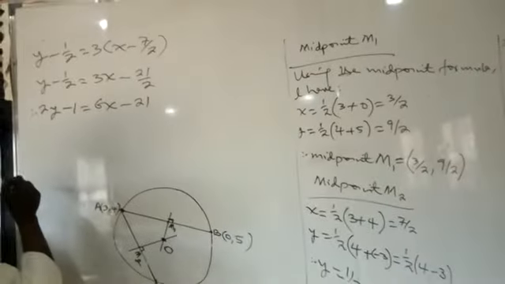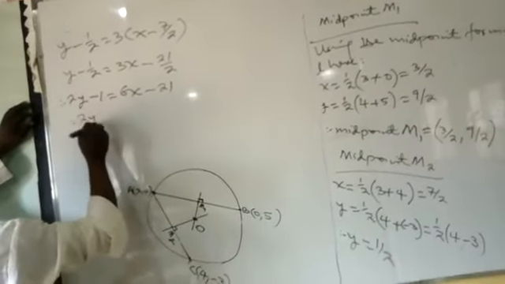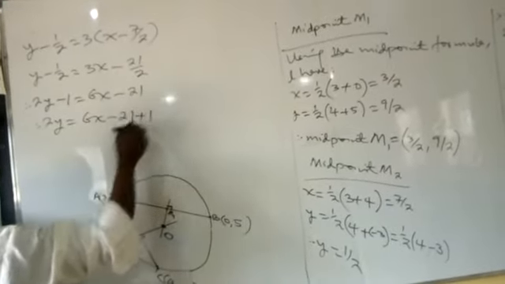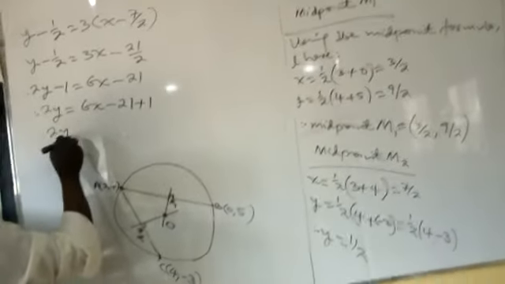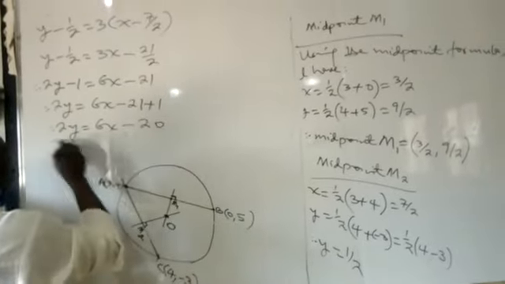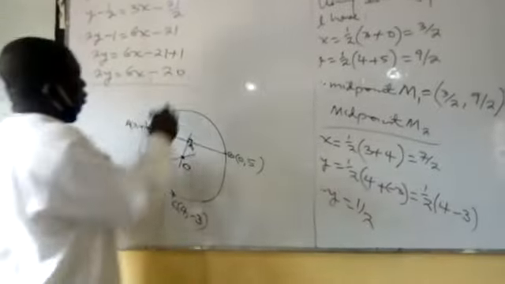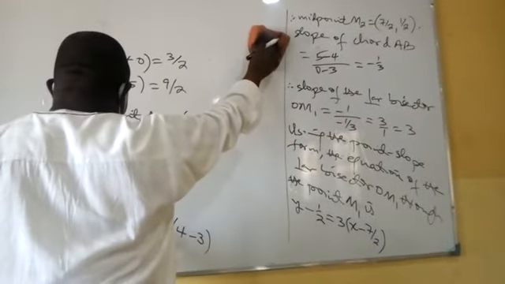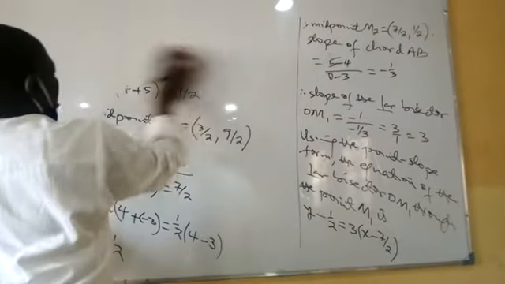Yes, it's correct. So now, 2y is equal to 6x minus 21, take this minus 1 across, plus 1. So I have 2y is equal to 6x minus 20. This is the equation of that perpendicular bisector. I can call this one equation 1 for reference.